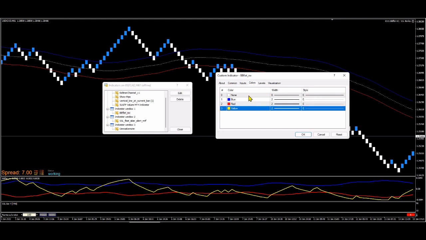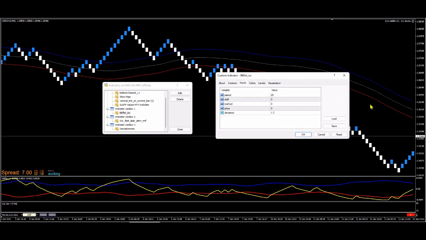Okay, so I'm using nothing for the top buffer. Then the number 1 is blue, that's my top line. Number 2 is red, that is my bottom line. And then I'm using yellow for my third buffer, which is the actual signal line. So let me go back over here in case you want to grab a screenshot of the inputs for BB flat. Okay, cool.